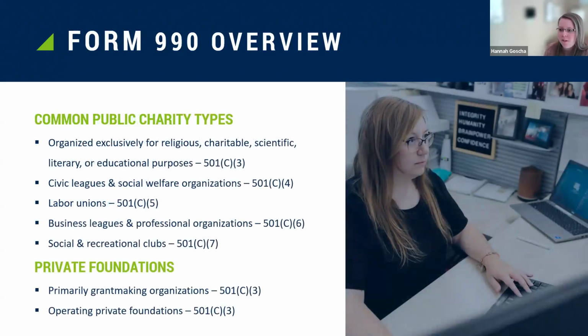So common types of public charities, most common is your 501(c)(3). These are your religious organizations, anything that's set up for charitable or educational purposes. And then some you see a little bit less often are your civic leagues and welfare organizations, labor unions, business leagues, and then your social and rec clubs. Those are all tax exempt, but have different rules based on their 501(c) status. And then we have private foundations. These are primarily your grant-making organizations funded by a single donor, and private operating foundations, such as a museum, that act like a business but are tax exempt in nature, and those are still classified as a 501(c)(3).